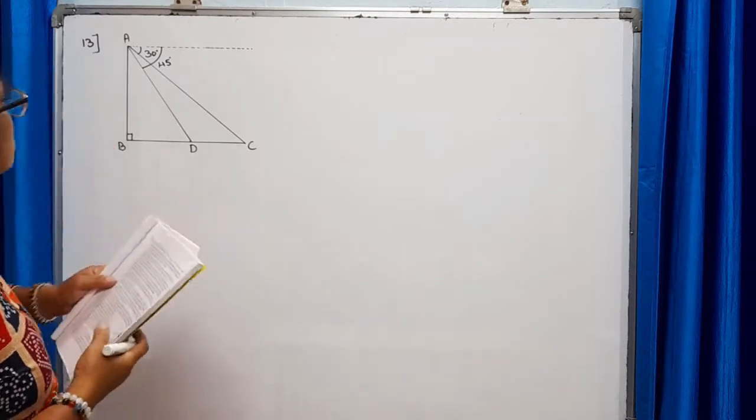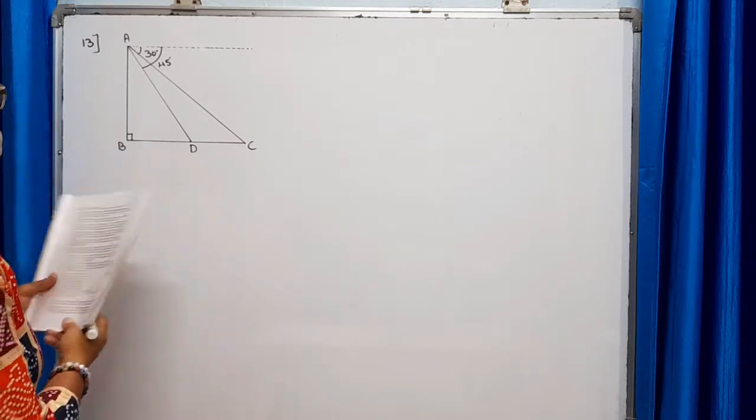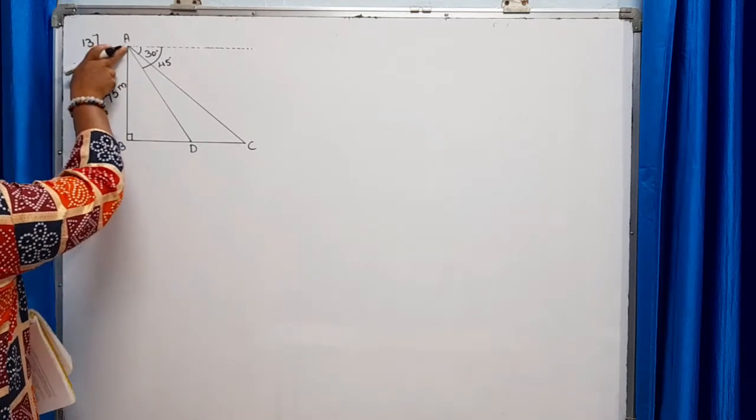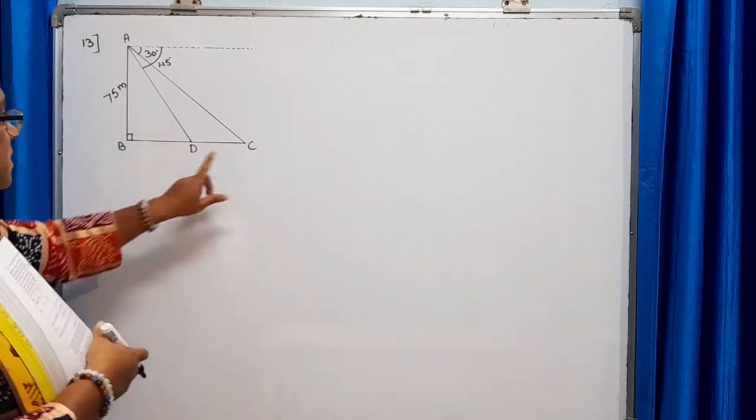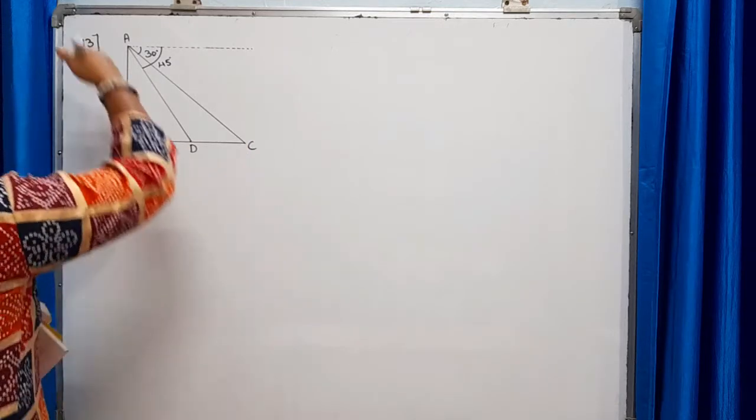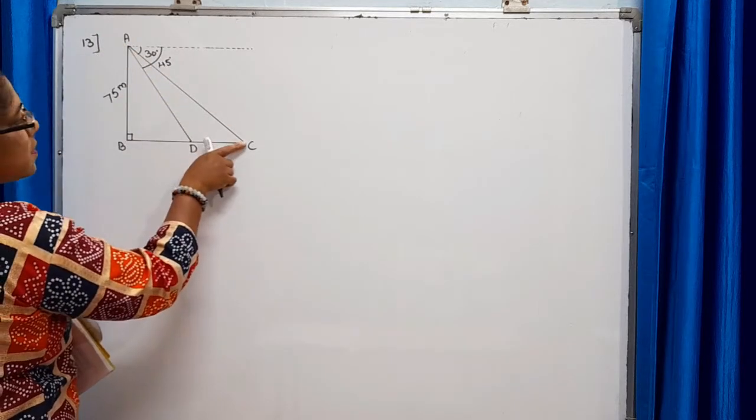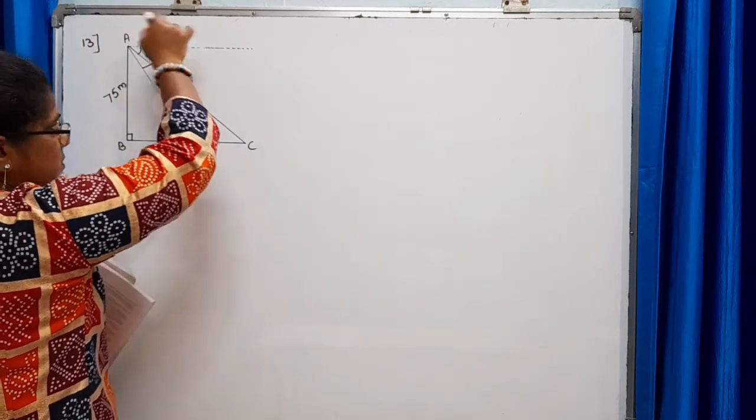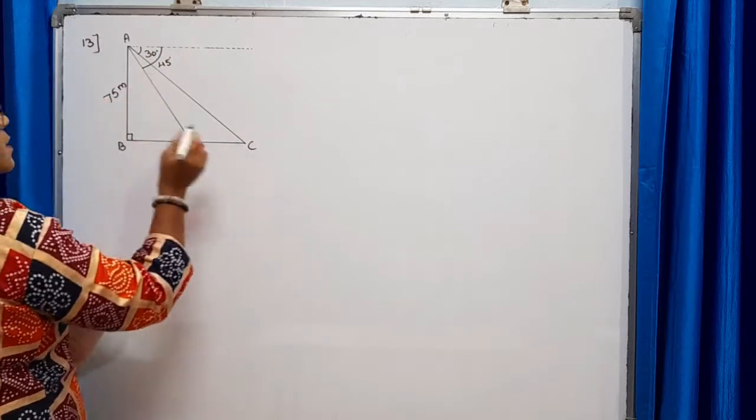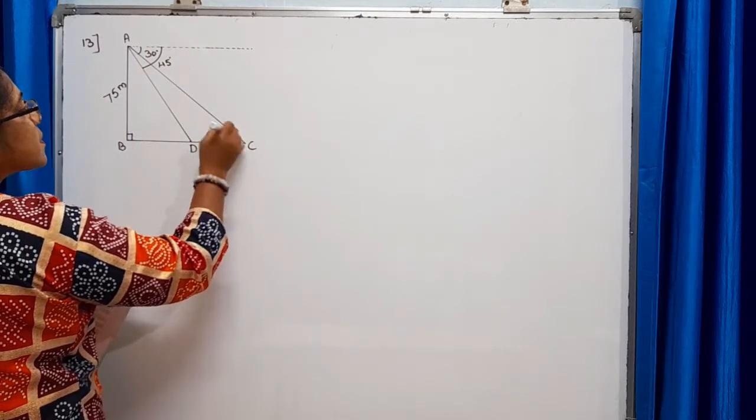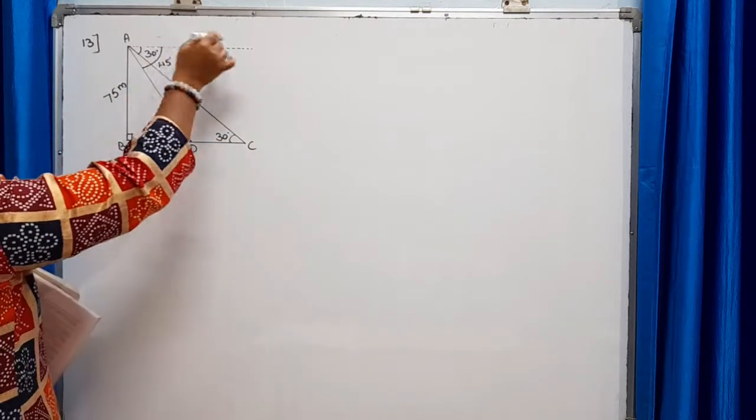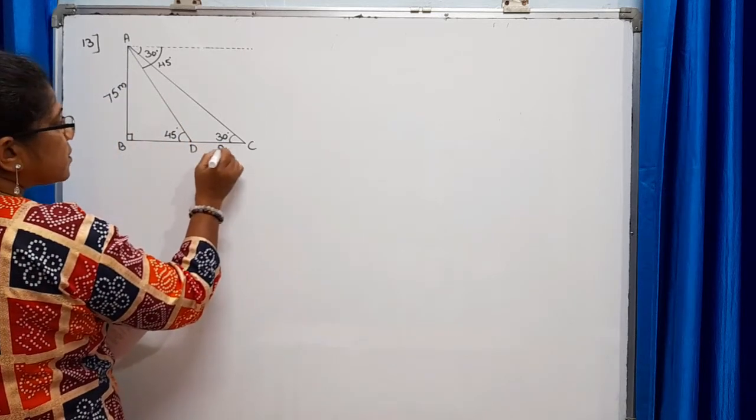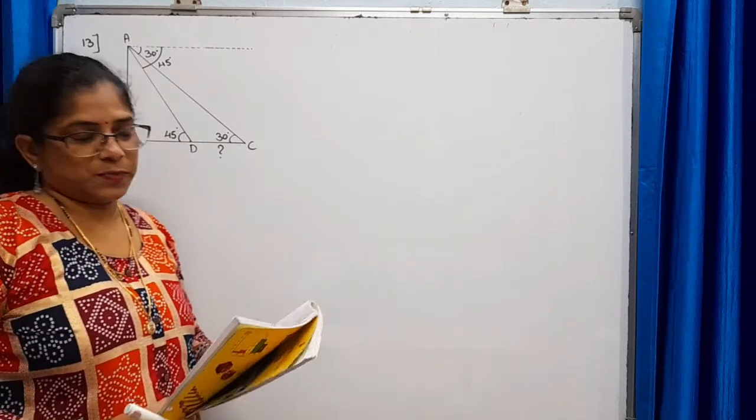Now here, they say that from the lighthouse, the height of the lighthouse is 75 meters, from this they are observing these two ships. One ship is at point C and one ship is at point D. Here angle of depression is 30 degrees and for this ship it is 45 degrees. Now this is horizontal, so from this we can say that angle C is 30 degrees, alternate angle, and angle D is 45 degrees, and we have to find the distance between these two ships.